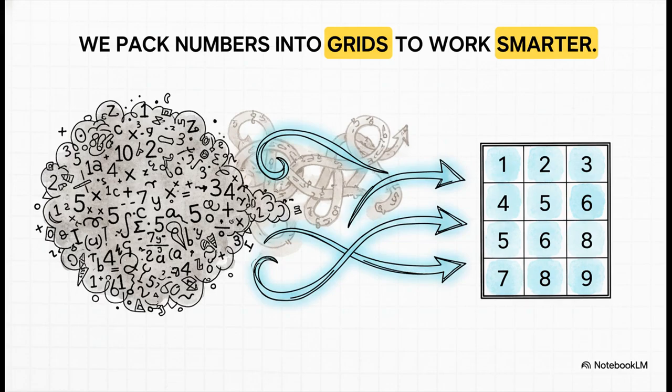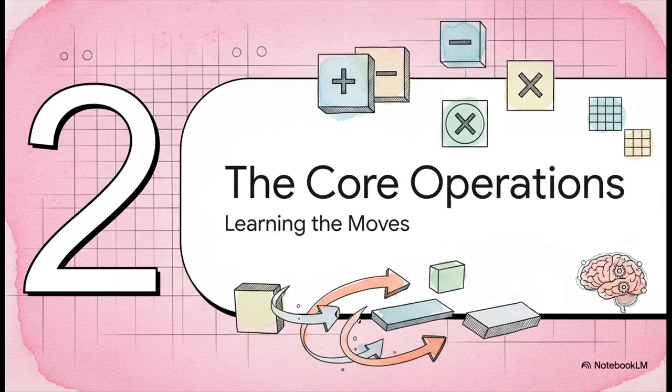And that's really the big idea here. We're taking all the essential info from a problem and packing it into one compact grid. Why? Because it lets us handle the entire system of equations all at once, instead of messing with one little piece at a time. It's all about working smarter. All right, so now we know why we use them. Let's figure out how to actually use them.